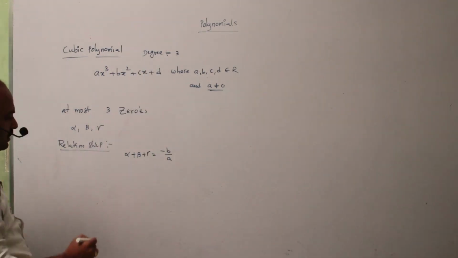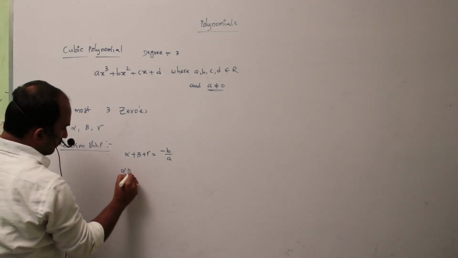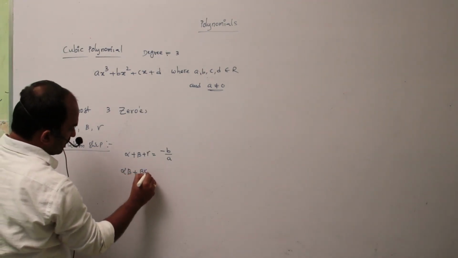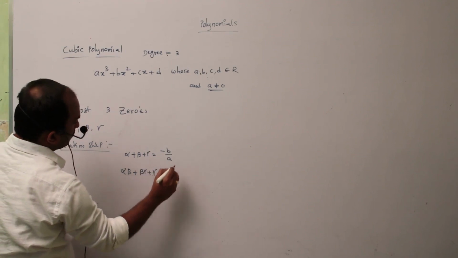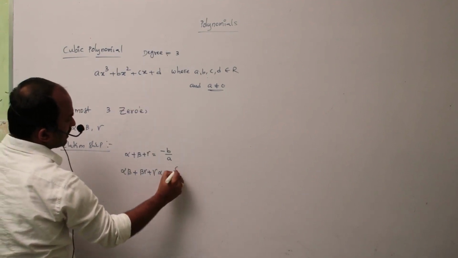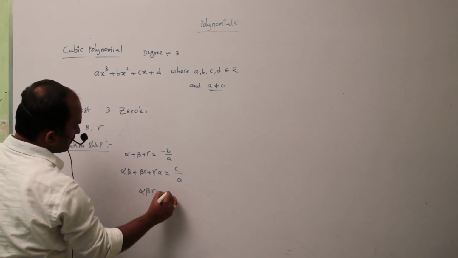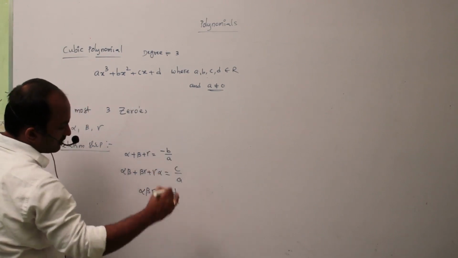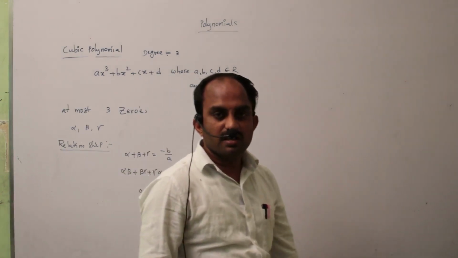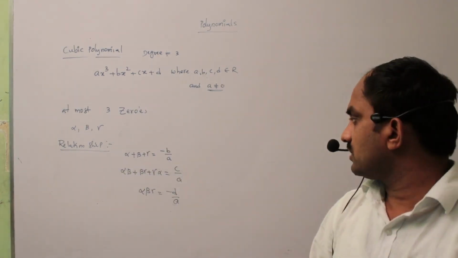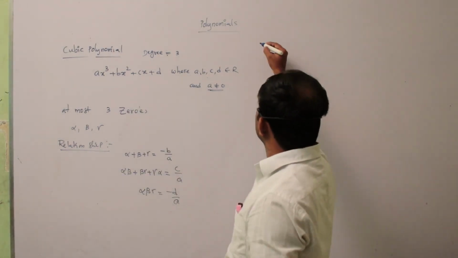Second one, alpha beta plus beta gamma plus gamma alpha is equal to c by a. Next one, alpha beta gamma is equal to minus d by a. These are the relationships between zeros and coefficients of the polynomial.